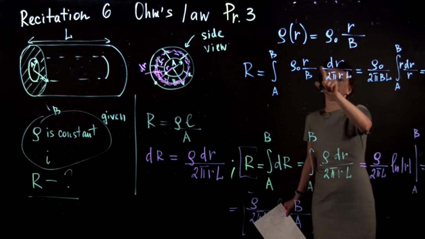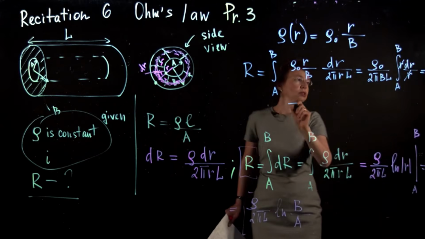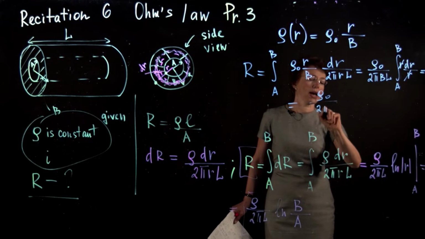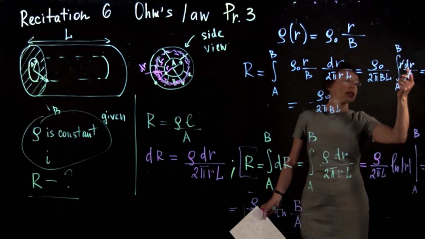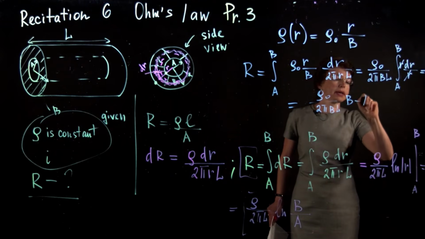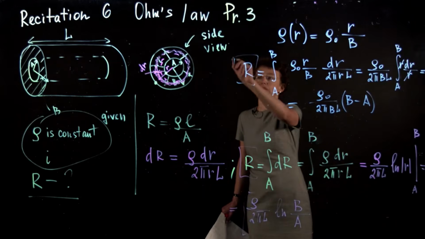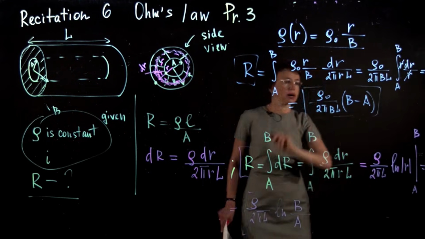It is r dr over r. r and r cancel out. So we have rho naught over 2 pi bL. The integral of dr is just r, and I plug in the limits. It will be b minus a. So we found the resistance of this cylindrical shell if rho changes with r.